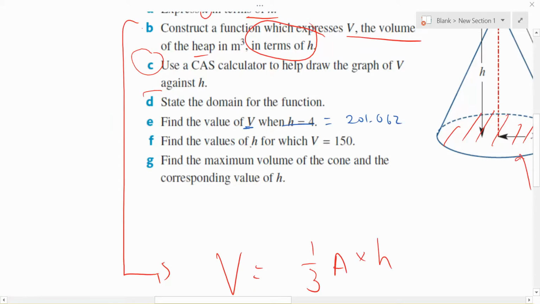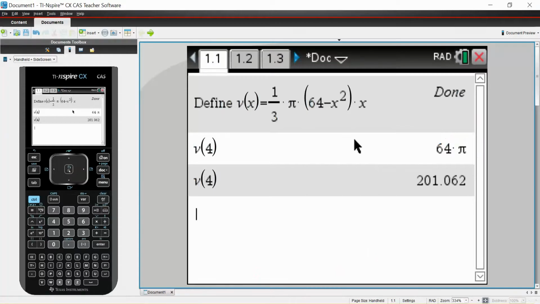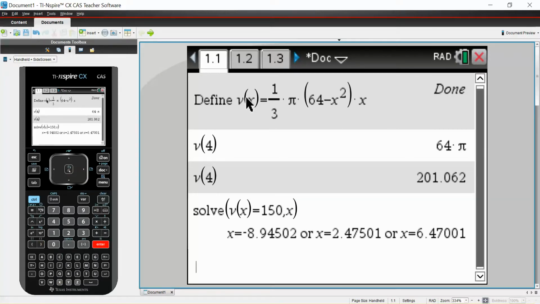The next one, find the values of h when the volume is 150. So now that you know the volume, see, this is the volume. If that's 150, you're really just trying to solve for h. So this is where I go solve v of x, and I know the volume is 150, but I want to solve for x, which remember it's your h. I replaced it. And there you go.